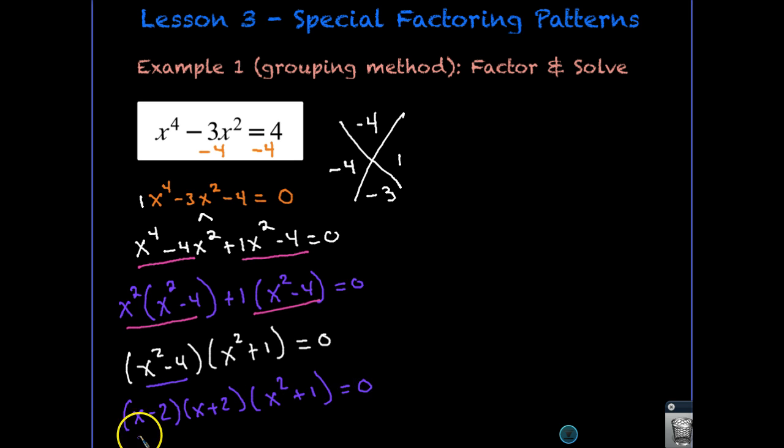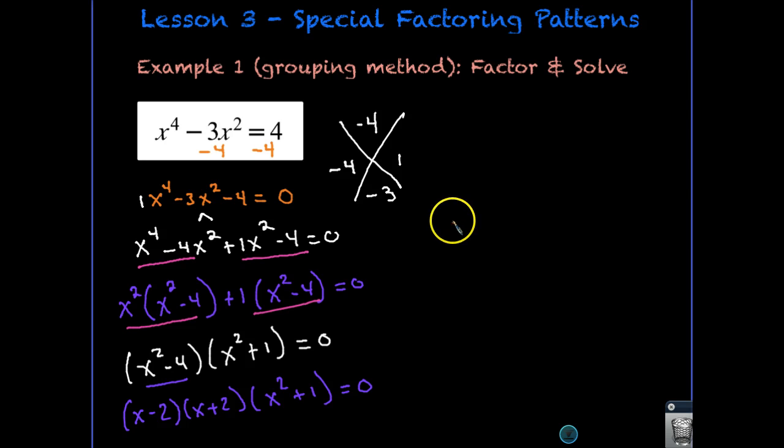The key here is keeping track of all your x's. I started with 4. I should still have 4 in my final factored form. And I've got 2 here, 1 here, 1 here. So I do have 4. And that's especially important to keep track of when you factor out a GCF. Now I think I'm ready to solve because none of these can be factored anymore.